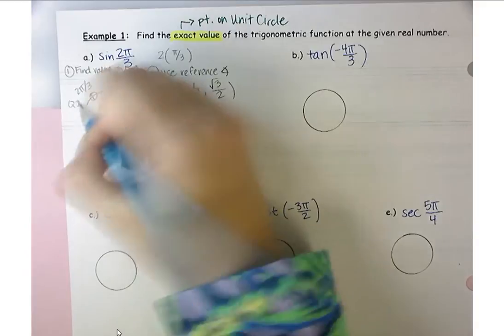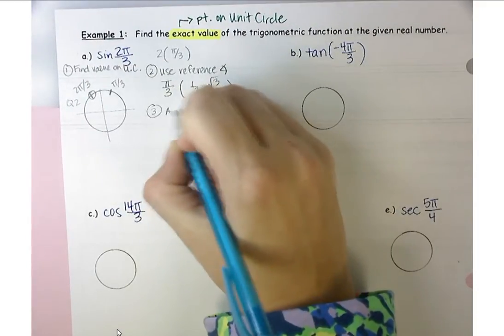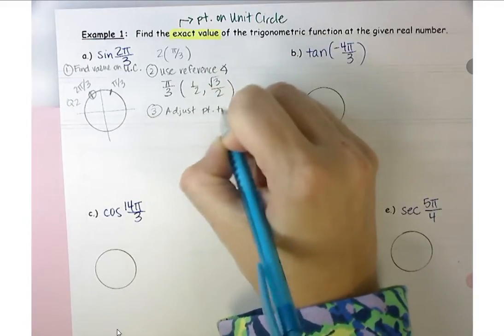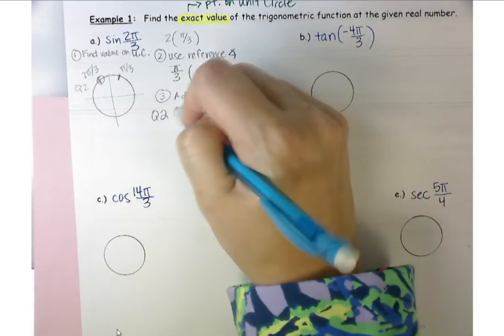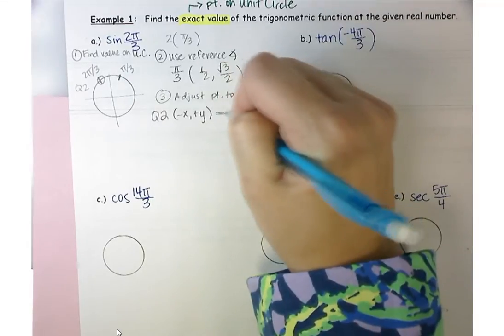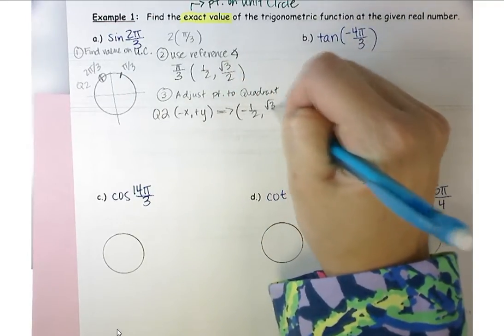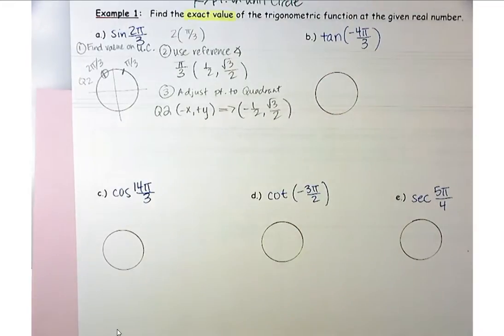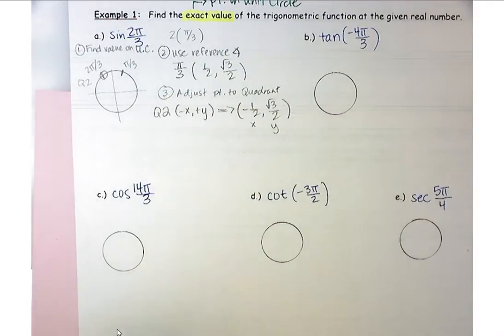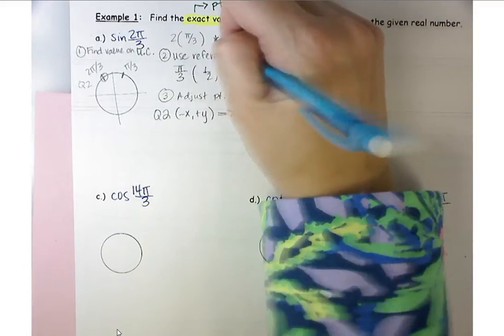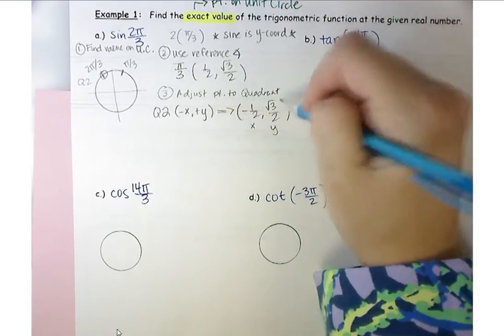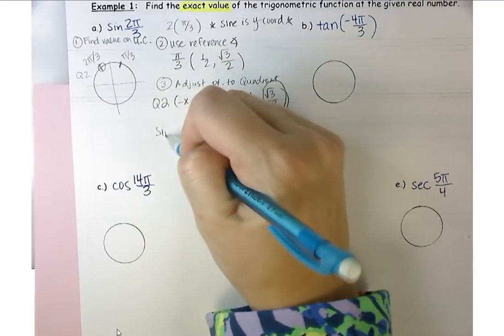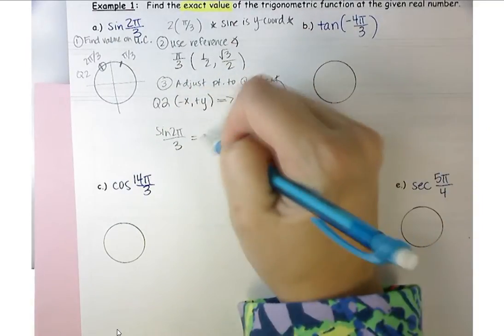Because this is in quadrant 2, we are going to adjust the point to the quadrant. In quadrant 2, my x value is negative, my y value is positive. So that means I have negative 1/2, root 3 over 2. Then I can see what I'm looking for. I'm trying to find the sine of 2 pi over 3. So this is my x and this is my y. The sine is what coordinate? The y. So this is my y coordinate, which makes the sine of 2 pi over 3 equal to root 3 over 2.